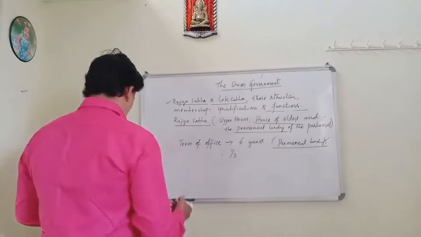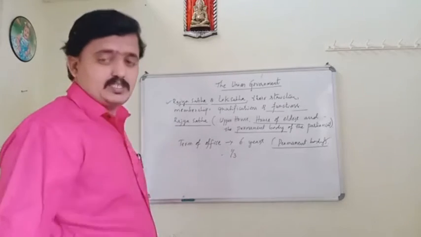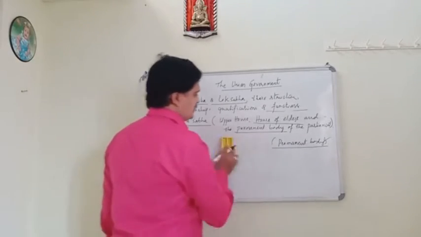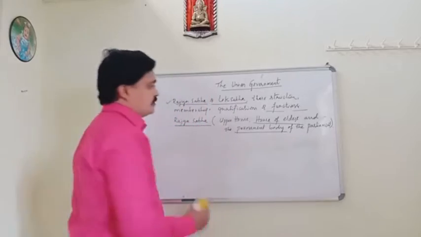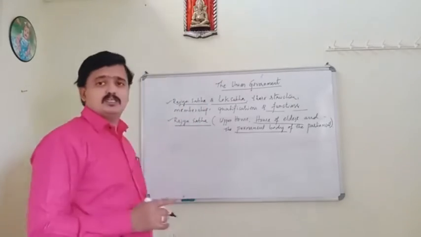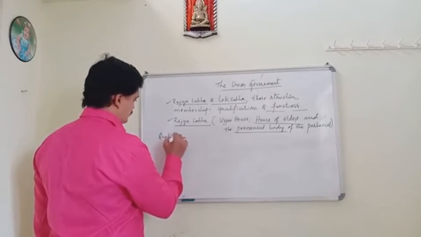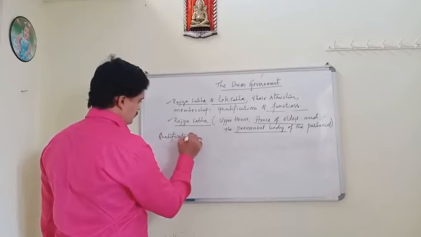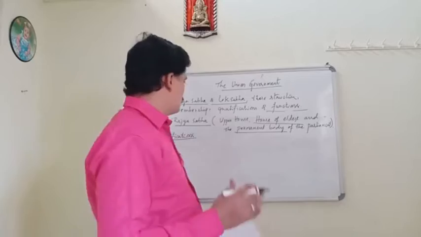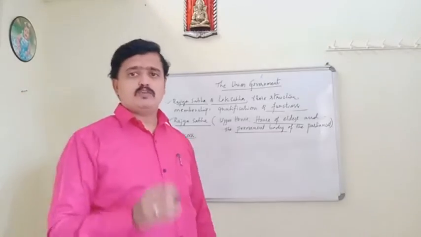And what are the qualifications required to become a member of the Rajya Sabha? The term of office is 6 years. When you come to the qualifications, first, what is the qualification? He should be a citizen of India.